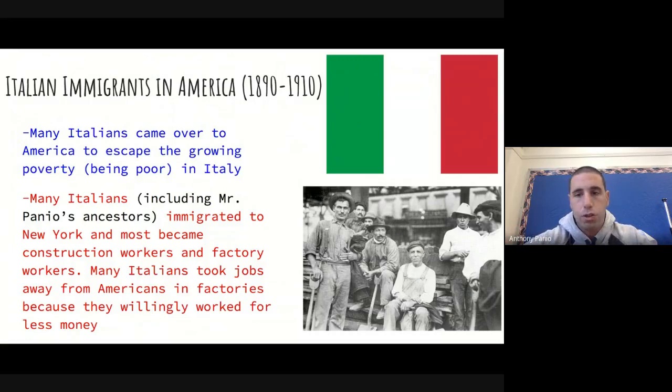Okay, so Italians and Irish look different. Italians usually had a little bit of a darker complexion. They also didn't speak English. Most of them spoke Italian. So like my ancestors, when they came to the United States, they did not know how to speak English, and this often led them to be ridiculed a lot more because they didn't speak the language.